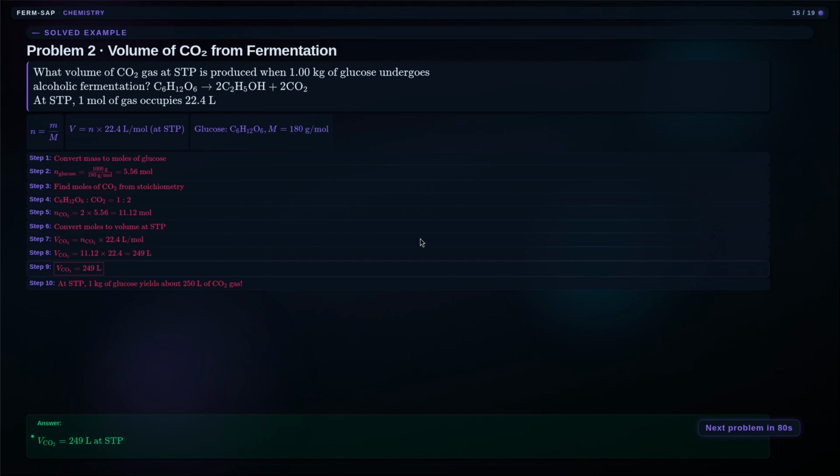Step 3. Convert moles to volume at STP. At STP, 1 mole of any gas occupies 22.4 liters. Volume equals 11.12 moles times 22.4 liters per mole. The answer is 249 liters of CO2 at STP. 1 kilogram of glucose yields about 250 liters of CO2 gas.